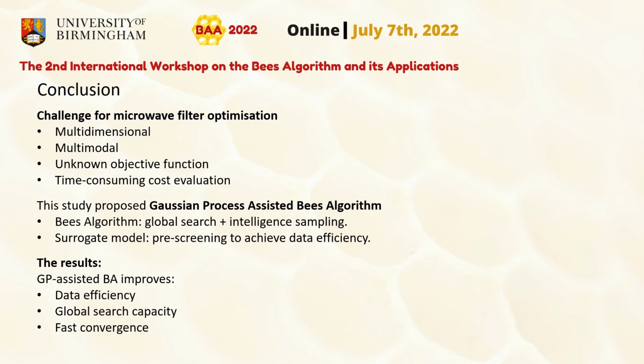In conclusion, this work addressed the 4 challenges for microwave filter optimization. This study proposed the Gaussian process-assisted Bees algorithm. The Bees algorithm performs as global search and intelligent sampling. The surrogate model pre-screens the candidate bees. Finally, the results show the proposed approach improved data efficiency, global search capability, and fast convergence.